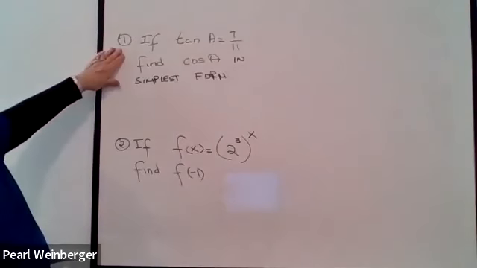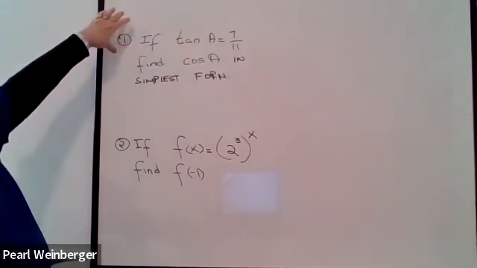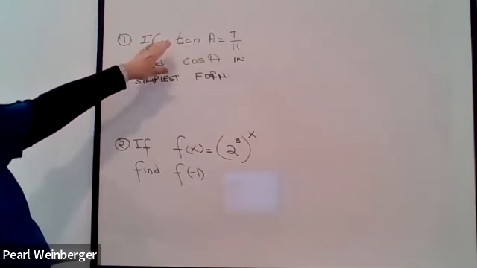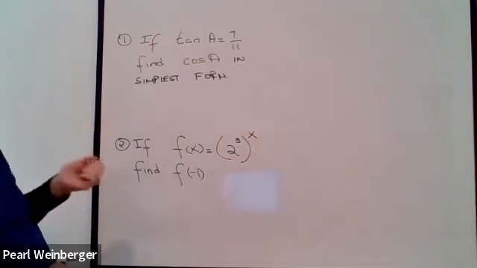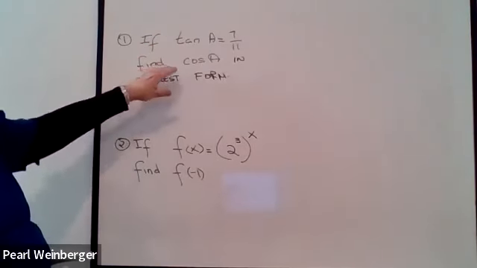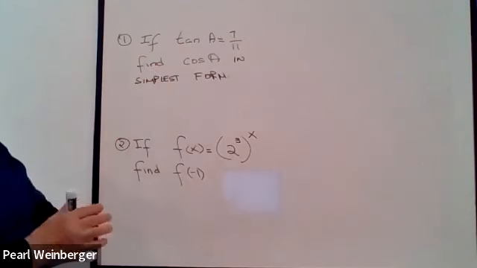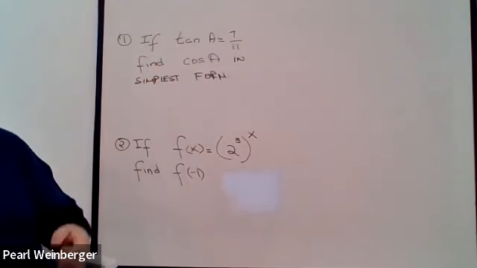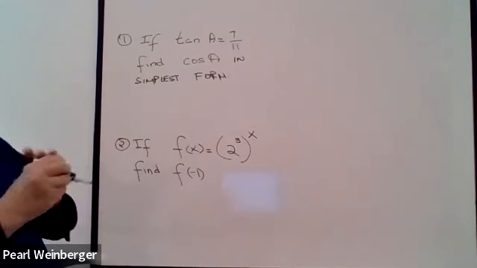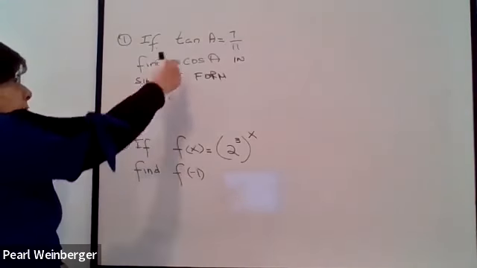So let's look at this first question. This is a review of the last of our trigonometry, just as a reminder. We're told that the tangent of A is 7/11, and we want to find what the cosine of A is in simplest form. And I didn't give you a triangle, but we can draw a triangle.